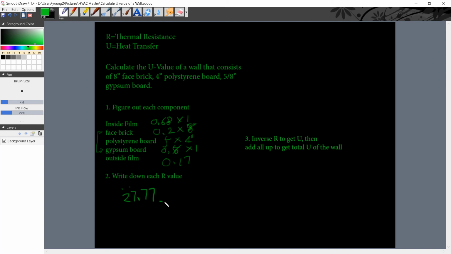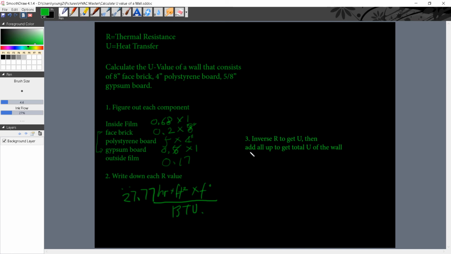Okay, now for your R value, in any calculation in physics or anything related to physics, there are always units, right? And the units for R are hour times foot squared times Fahrenheit over BTU. Okay. And now the last step is very simple.